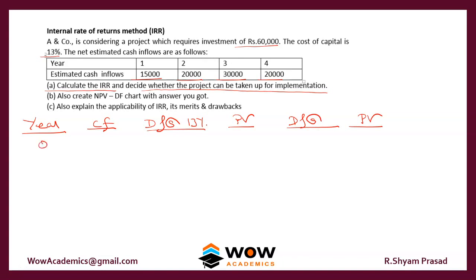So we have to start from the 0th year. 1, 2, 3, and 4. 0th year is always a minus. It's a cash outflow, so 60,000. So we'll take the other numbers.